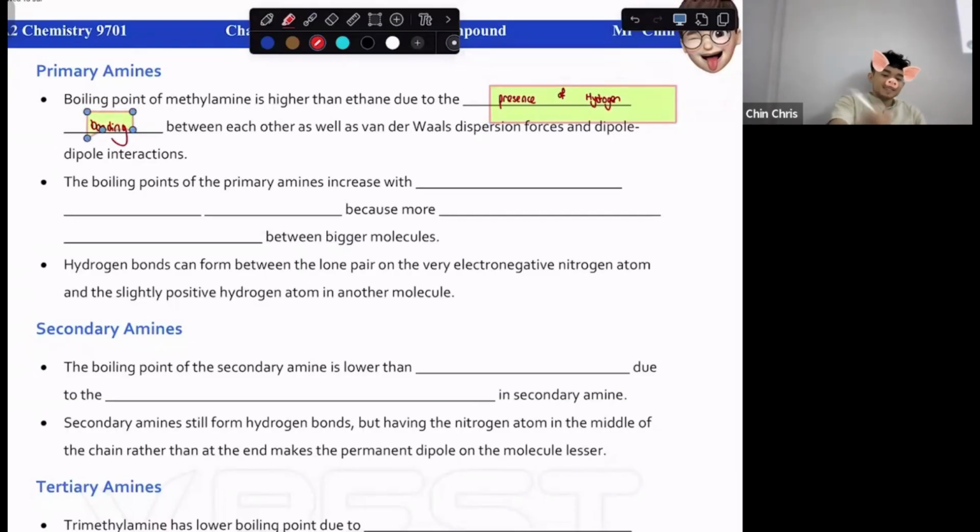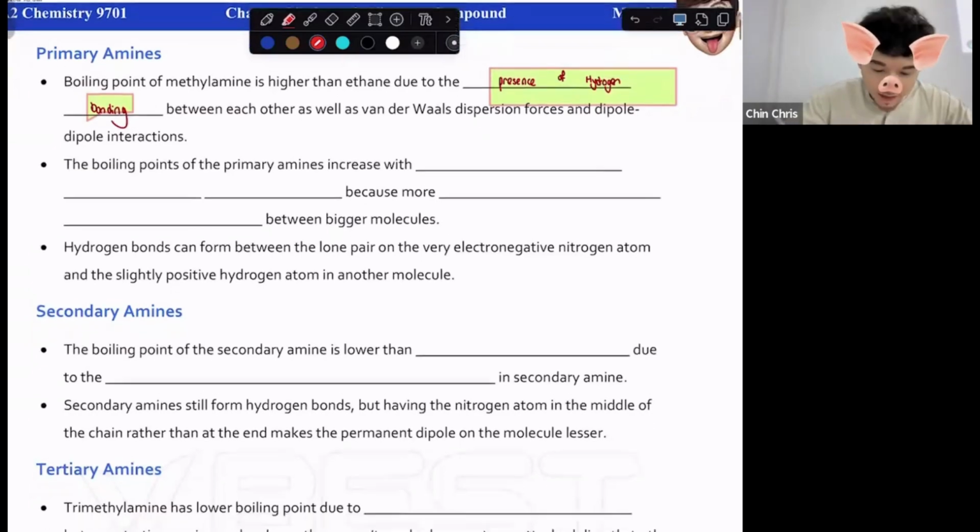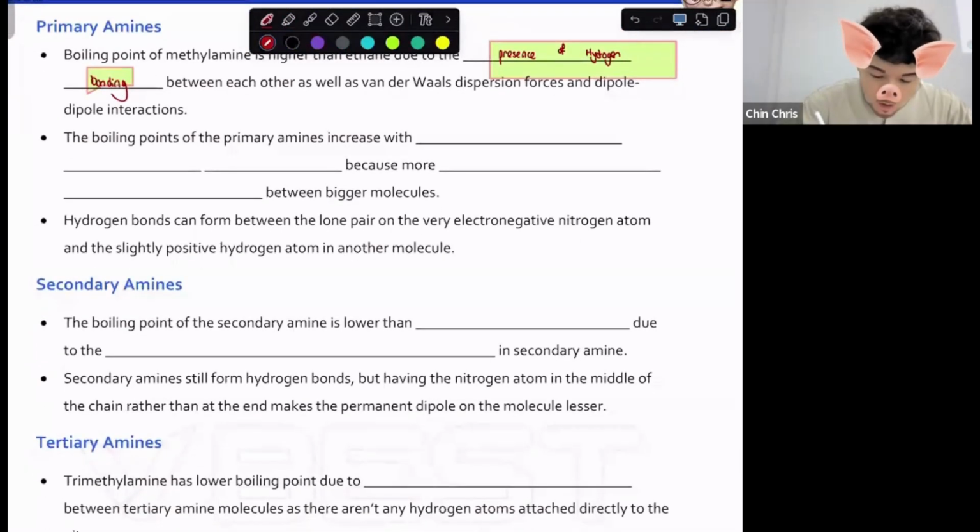Okay, so again, guys, primary amine has hydrogen bonding. The presence of hydrogen bonding makes amine have a higher boiling and melting point. Now guys, the boiling point of the primary amine increases with increasing number of alkyl groups.